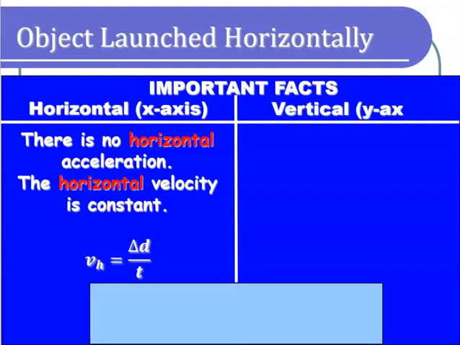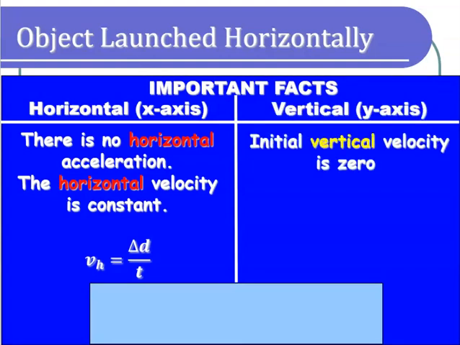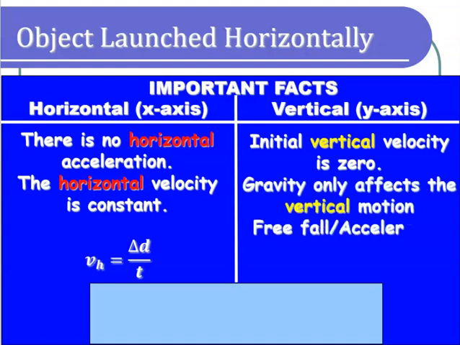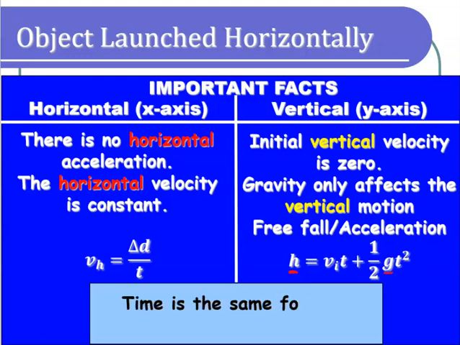Now for vertical, remember the initial vertical velocity is 0. Gravity only affects the vertical motion. That means the object is in free fall. It is accelerating. And we will always use the same equation. Of those kinematics equations, this is the one we're always going to use. But instead of delta D, we're going to call it the height. And instead of a, we're just going to put in g. One of the things you need to know is that time is the same for both vertical and horizontal motion. Time is what connects the two of them.